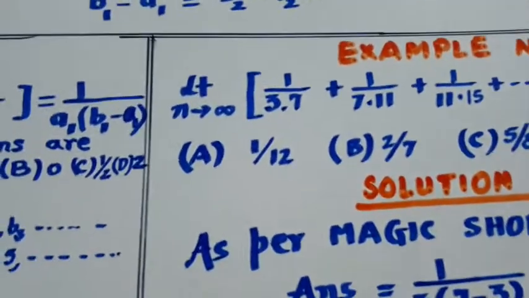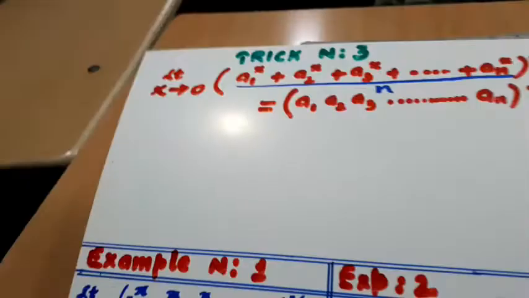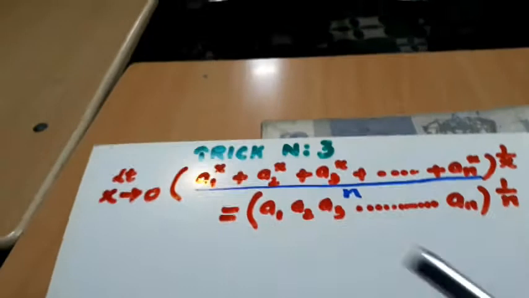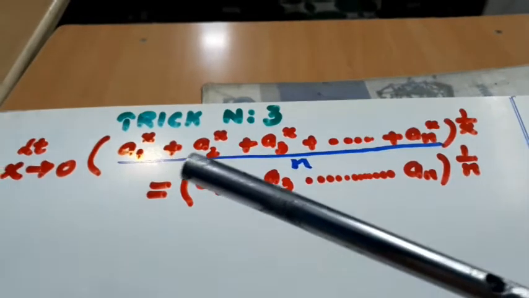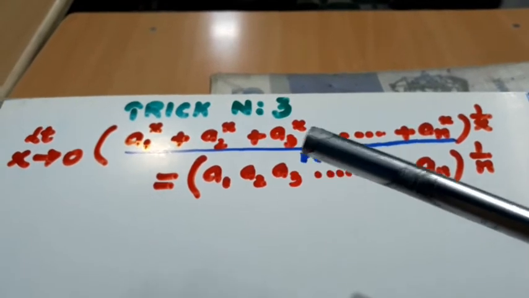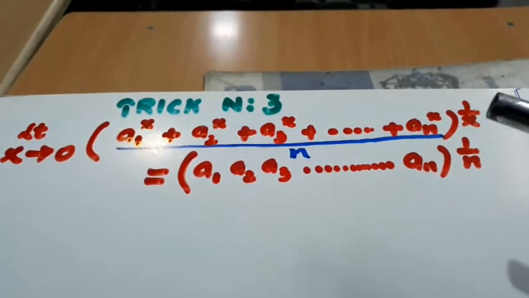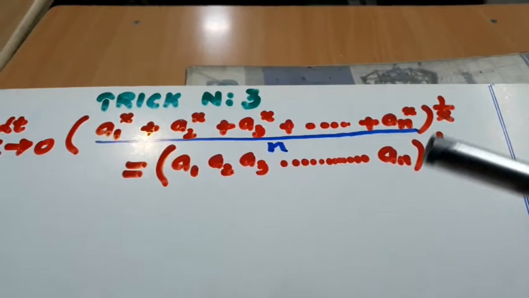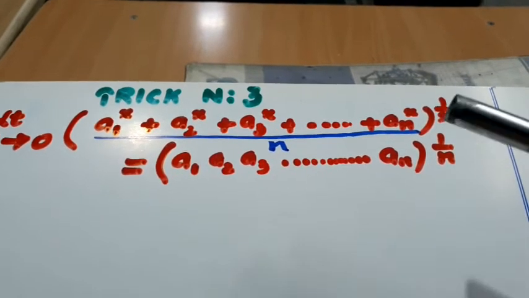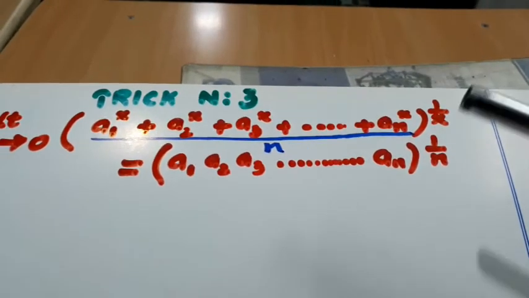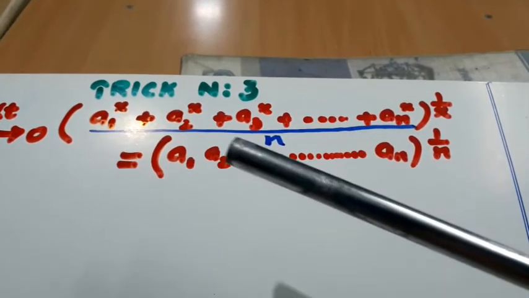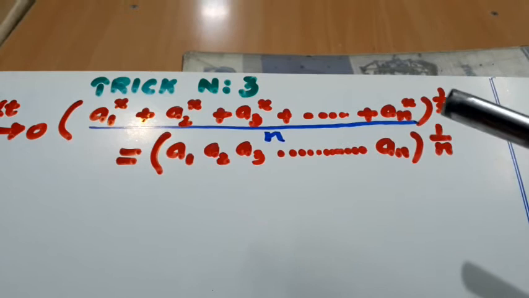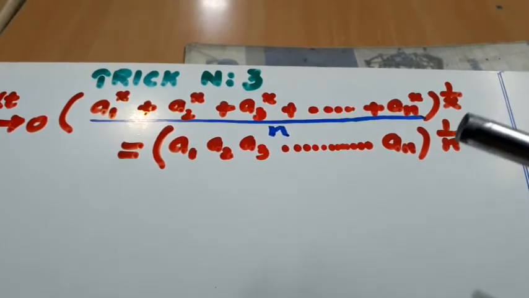Now let us go to trick number 3. Trick number 3 is limit x goes to 0, a1 raised to x plus a2 raised to x plus a3 raised to x and so on, an raised to x, whole power divided by n, whole power is 1 over x. The answer is a1, a2, a3, so on, an raised to power 1 over n.